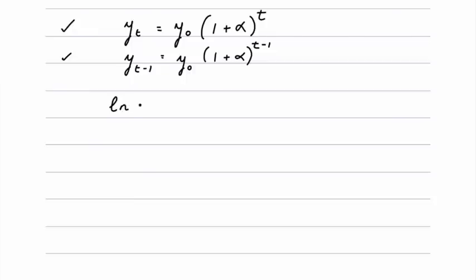Now, if I take the natural logarithm of the value of GDP in period t, I can write that as follows. It will be equal to the natural logarithm of the initial value of GDP, Y0, plus t times the natural logarithm of 1 plus alpha.